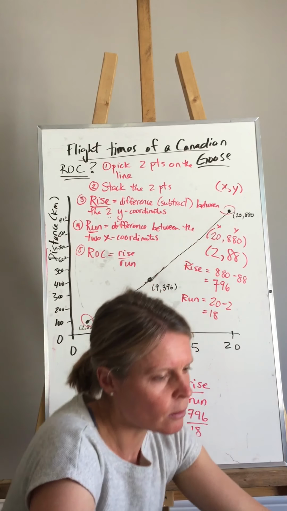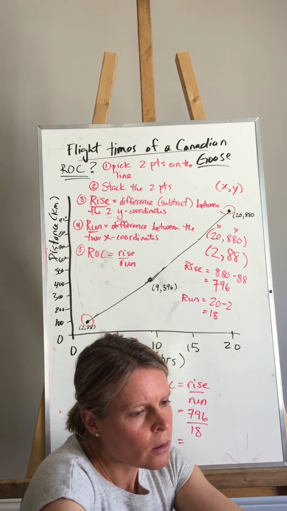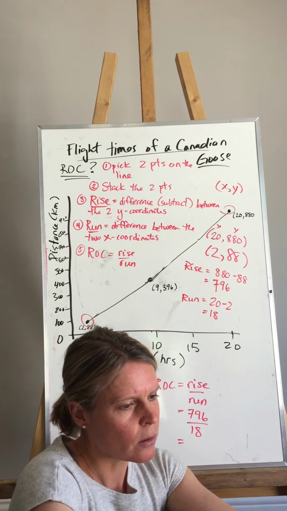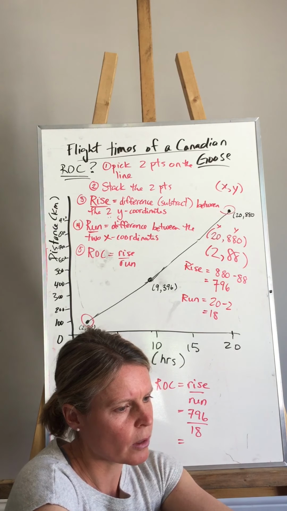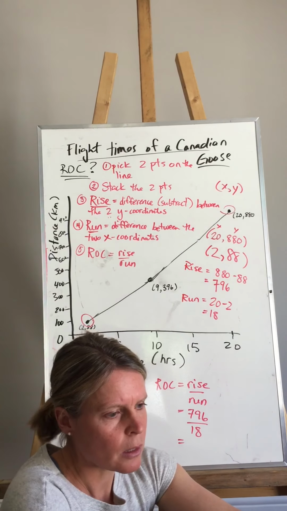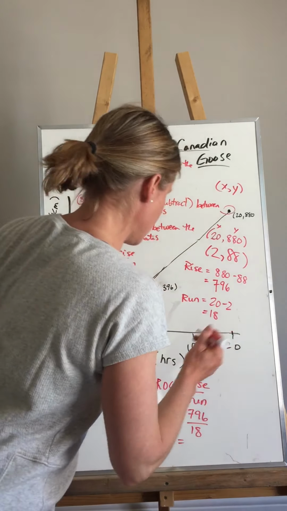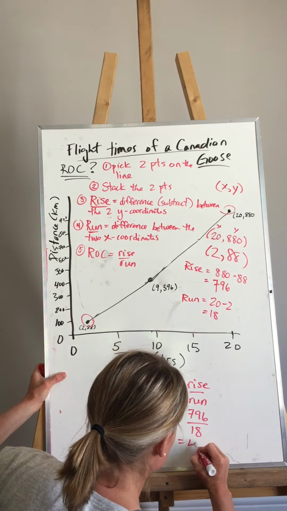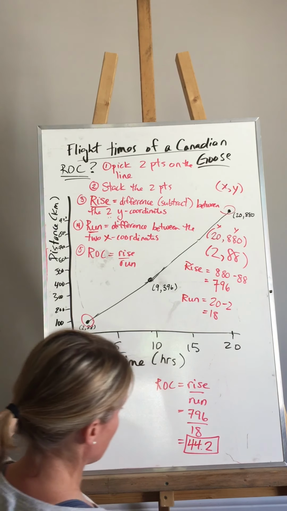And I don't have my calculator on me here, so I'll do it quickly. 796 divided by 18 gives you 44.2. Okay, so that is my rate of change.